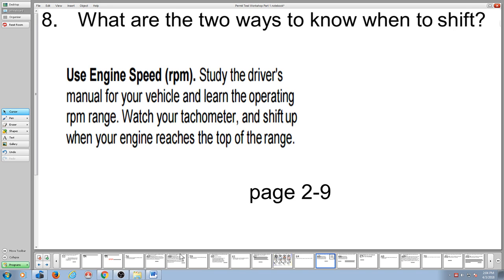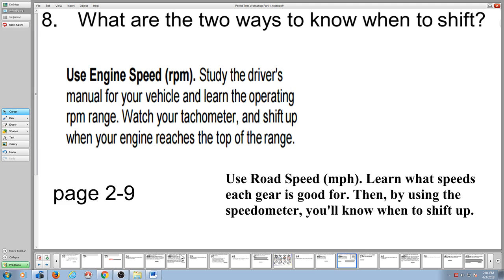When engine speed, RPM, study the driver's manual for your vehicle and learn the operating RPM range. Watch the tachometer and shift up when your engine reaches the top of the range. So that's one way. Second way, use road speed. Miles per hour, learn what speed each gear is good for. Then by using the speedometer, you know when to shift up.